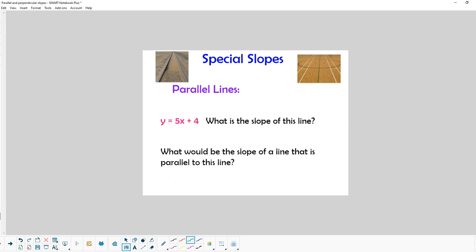All right, so today we're going to talk about special slopes. And that means when we have lines that are parallel or perpendicular. How do we treat that? So parallel lines are lines that never intersect. They just run side by side but never intersect each other. It turns out that the slope of a line that is parallel is the same as the line you're comparing it to. So parallel lines have the same slope.